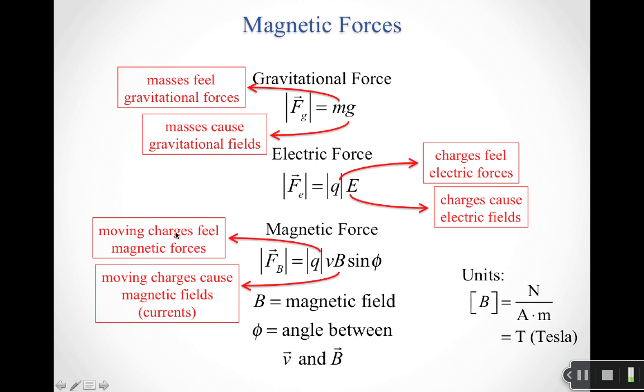So we're going to be able to figure out what the magnetic field is that's caused by some current, and then how some moving charge reacts or feels that magnetic field through the magnetic force. So that's the idea. Masses cause the gravitational force, charges cause the electric force, currents cause the magnetic force.